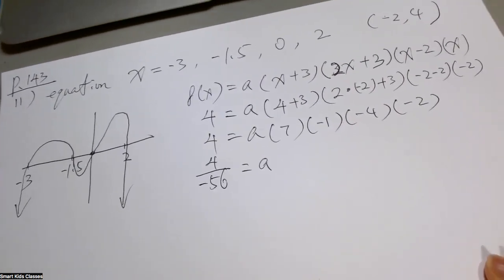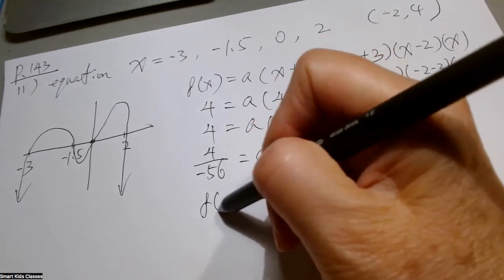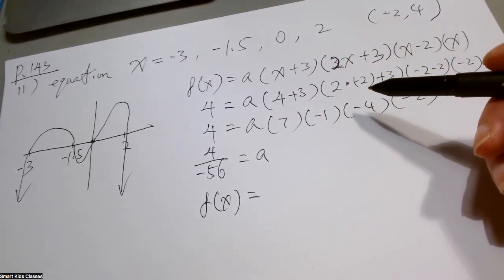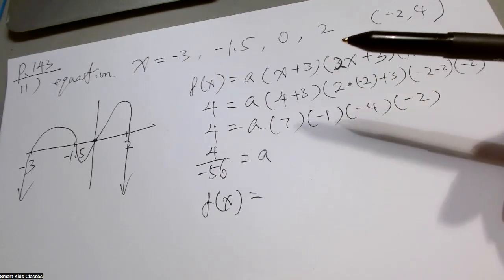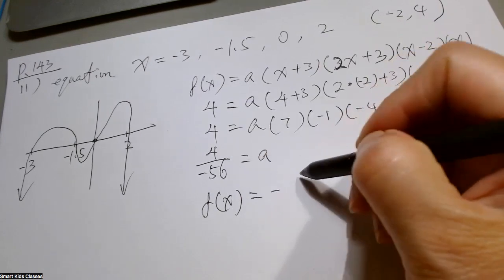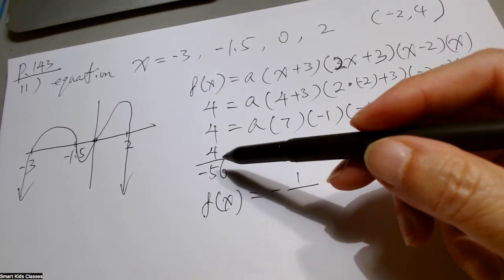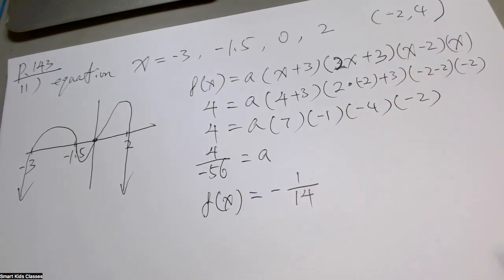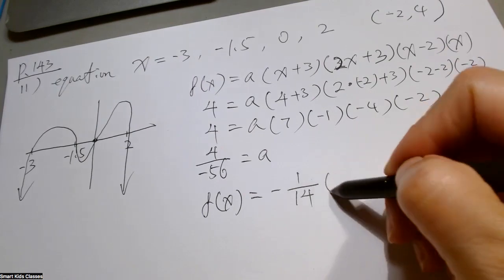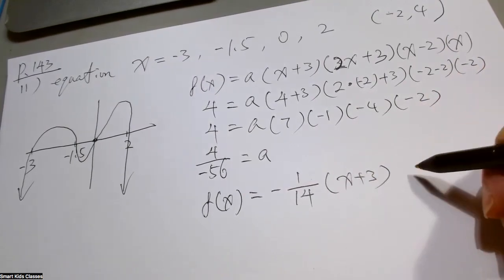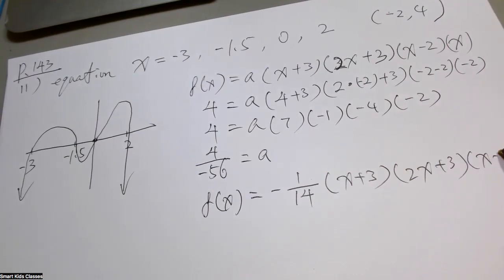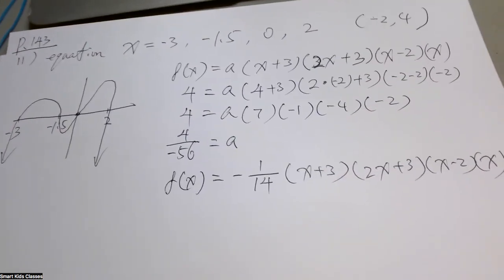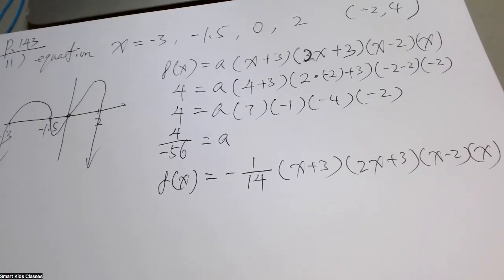Now we're going to write a full equation. If you want to simplify 4 over 56, you can divide by 4. So we're going to get negative 1 over 14, since 56 divided by 4 is 14. Then times (x + 3), (2x + 3), (x - 2), and times x. That's the full equation. And then we are going to do B.